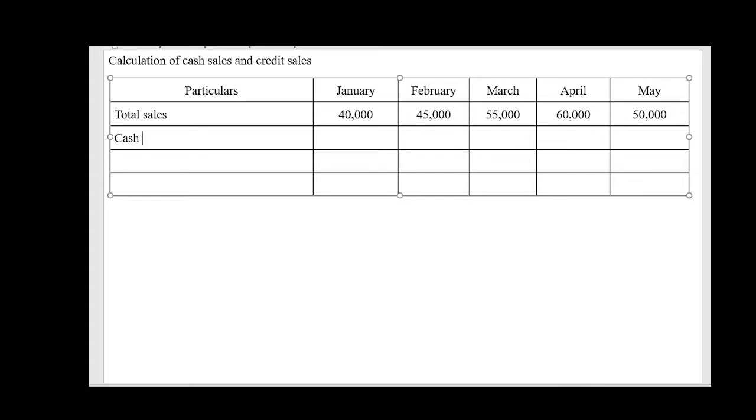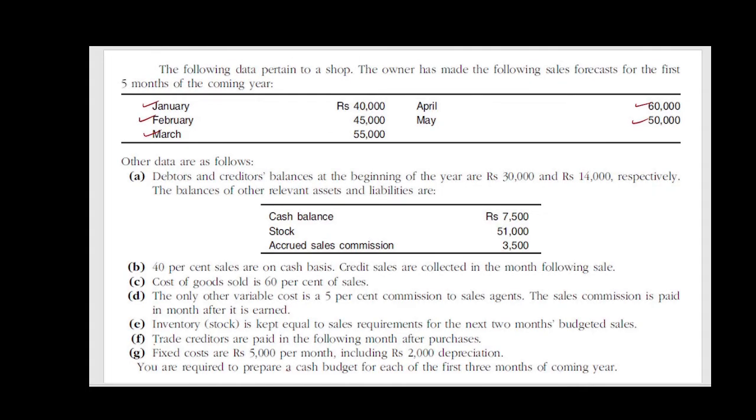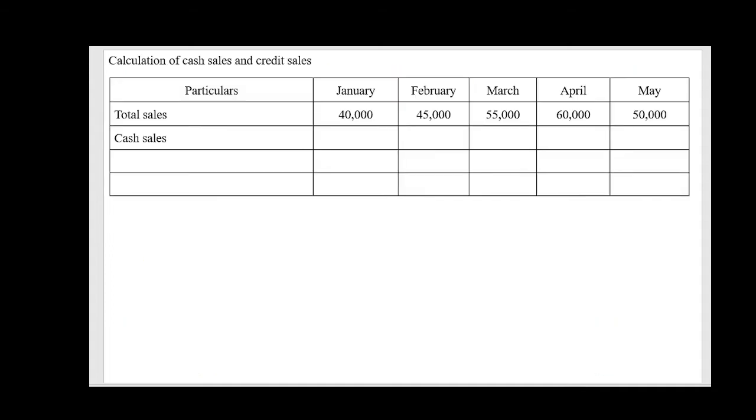Next, we will find out what percent of the sales are cash sales. We will look into the problem. What's given? Adjustment B says that 40% sales are on cash basis. So we'll write how much is cash sales. Cash sales are 40% of total sales.